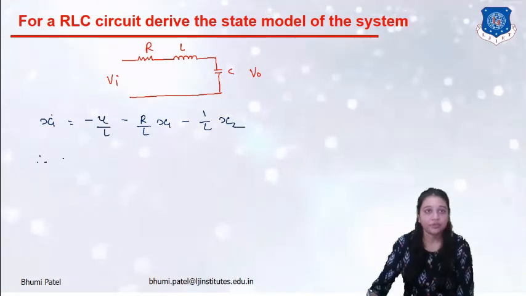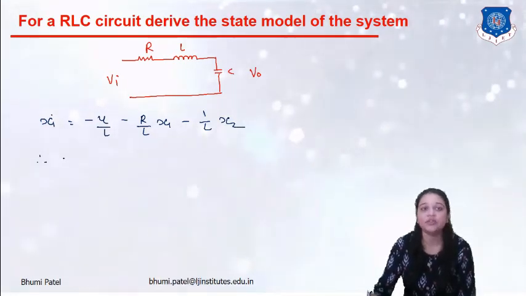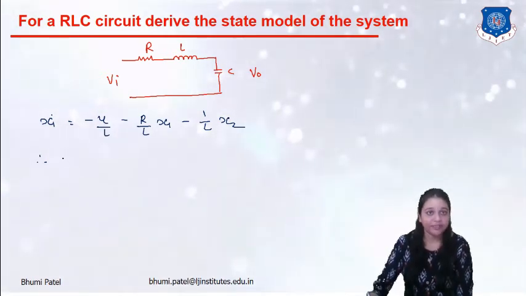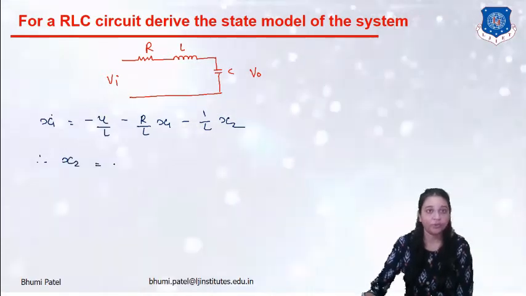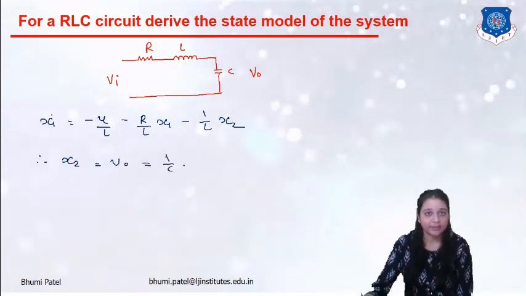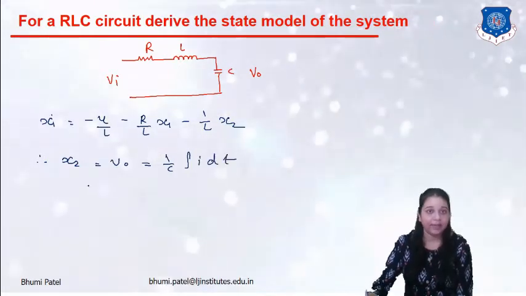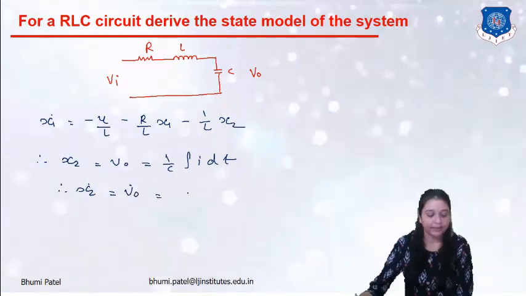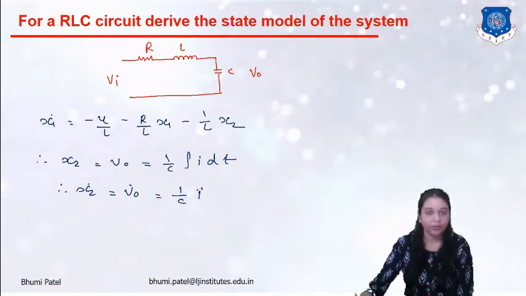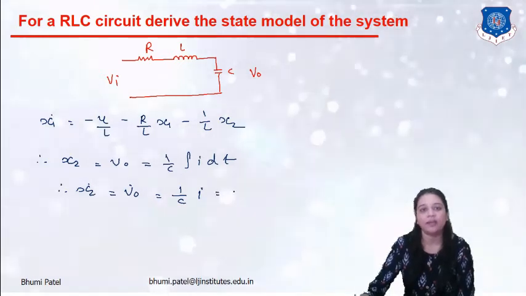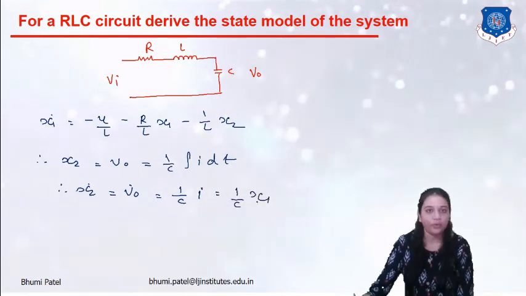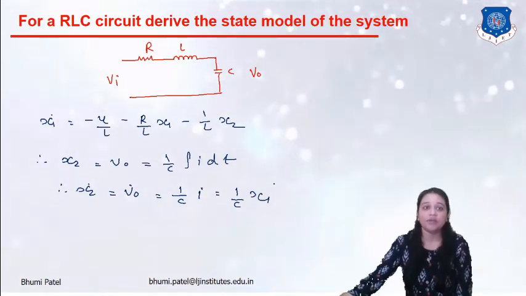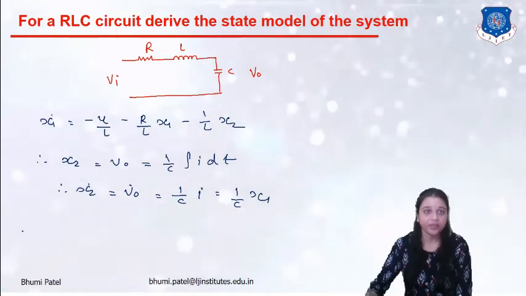Now what is x2? The second equation is V0 is equal to 1 by C integration of I dt. So x2 is equal to V0. Put V0 equal to x2, which is 1 by C integration of I dt. That means x2 dot is equal to V0 dot, and that is equal to 1 by C into I, and I is equal to x1, so 1 by C into x1. Now we have to design a state model using the x1 dot and x2 dot equations.